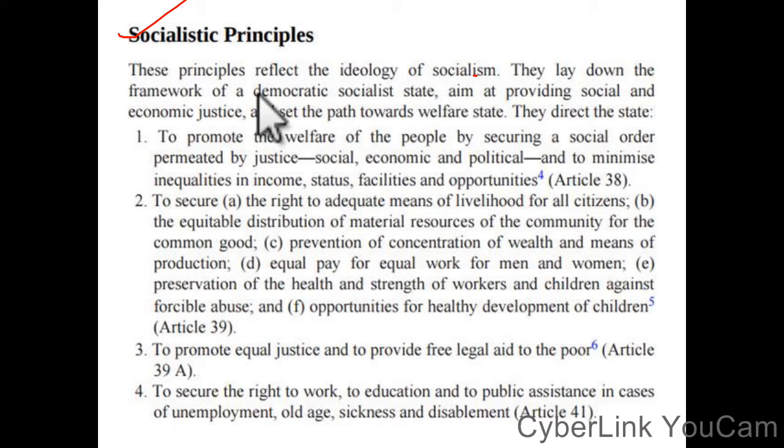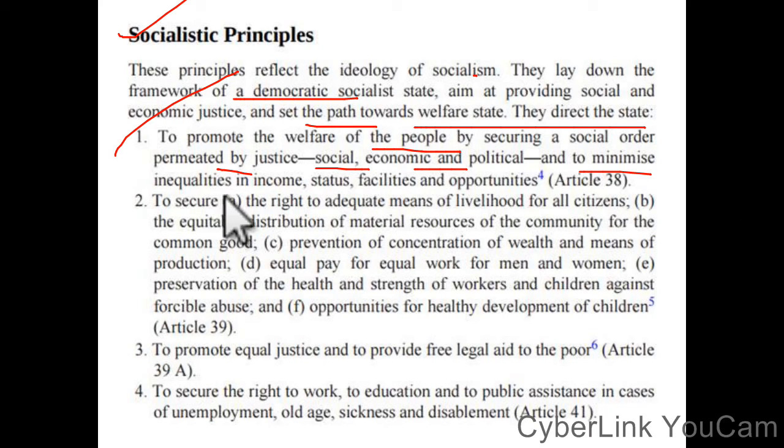These principles reflect the ideology of socialism. They lay down the framework of the democratic socialist state, aim at providing social and economic justice, and set the path to the welfare state. They direct the state to promote the welfare of the people by securing a social order permeated by justice, social, economic, and political, and to minimize inequalities in income, status, facilities, and opportunities.